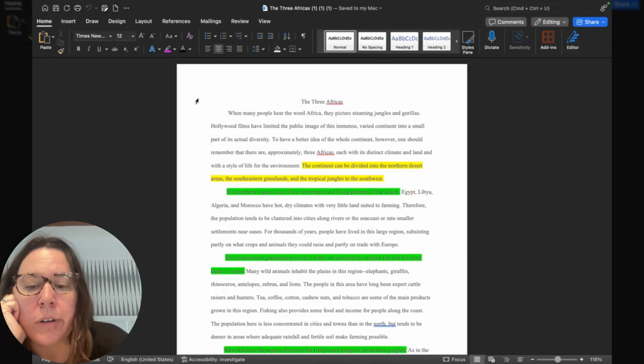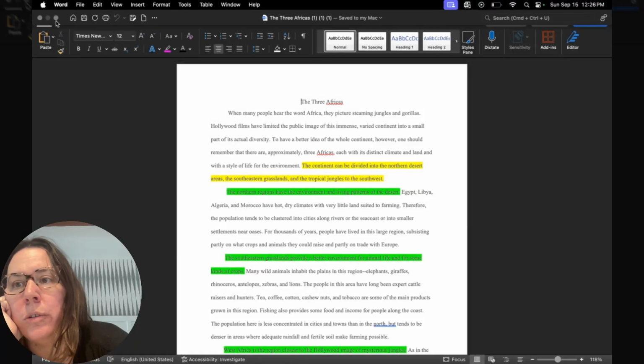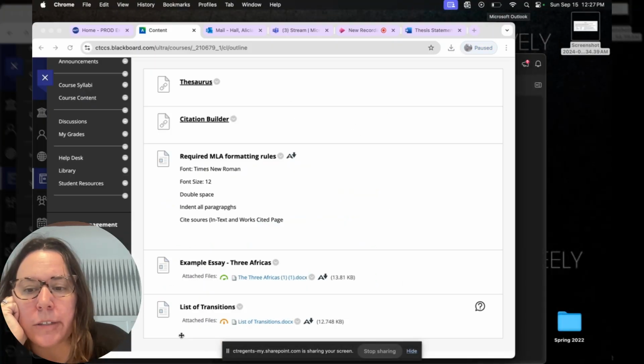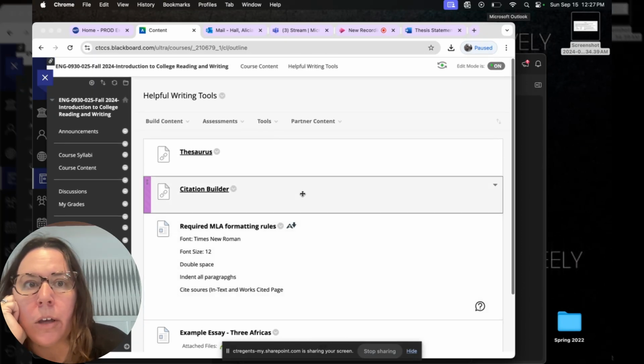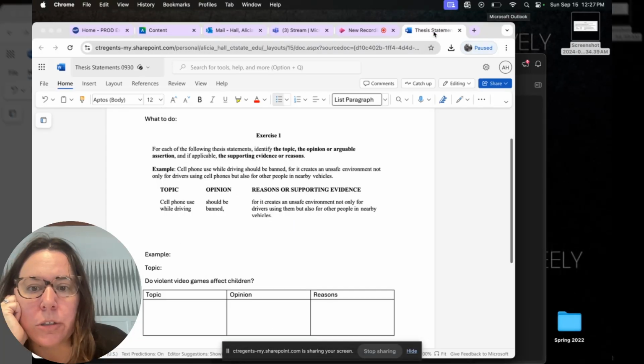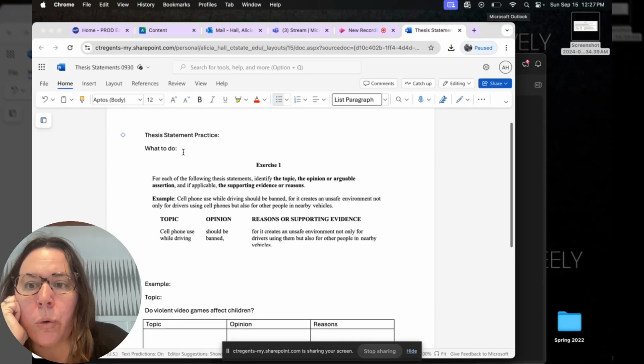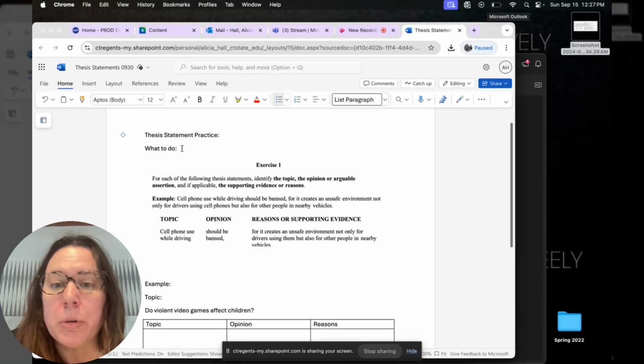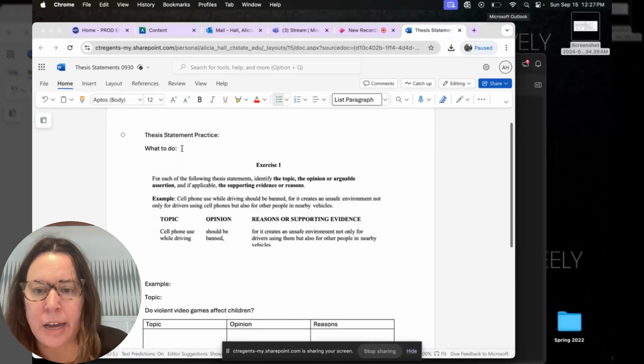Okay. All right. So now let's go into your actual thesis statement homework. So I'm going to pull up this document first, okay, and just kind of walk you through what I think is a good example of what to do. So usually when I break it down for students like this, it helps to simplify it. So we're going to look at this example here, and it says, for each of the following thesis statements, identify the topic, the opinion or arguable assertion, and if applicable, the supporting evidence or reasons.